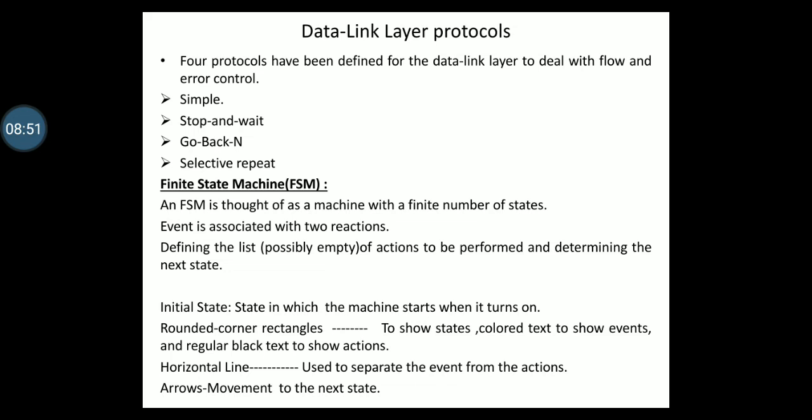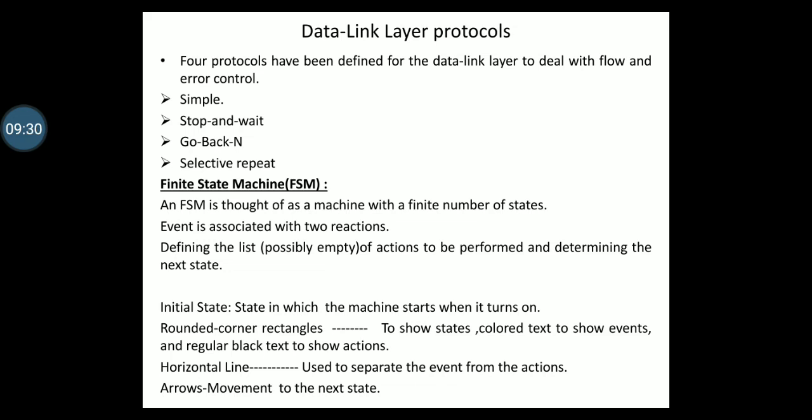Four protocols have been defined traditionally for the data link layer to deal with flow and error control: simple, stop and wait, go back N and selective repeat. The first two protocols are still used at the data link layer, but the last two have disappeared. We are going to discuss the first two protocols. First, we will see what a finite state machine, FSM, is.